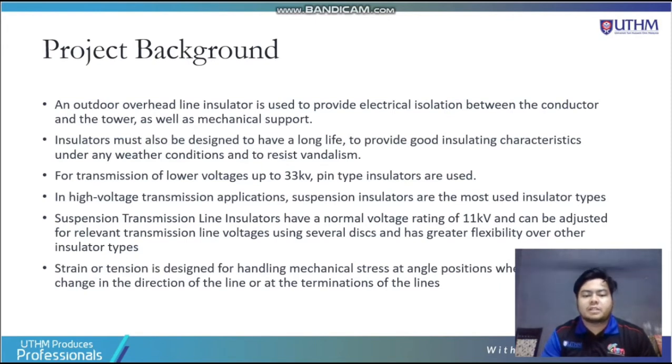In high voltage transmission application, suspension insulator are the most used insulator types. Suspension transmission line insulator have a normal voltage rating of 11 kV and can be adjusted for relevant transmission line voltage using several discs and has greater flexibility over other insulator type. Strain or tension is designed for handling mechanical stress at angle position where there is a change in the direction of the line or at the termination of the line.